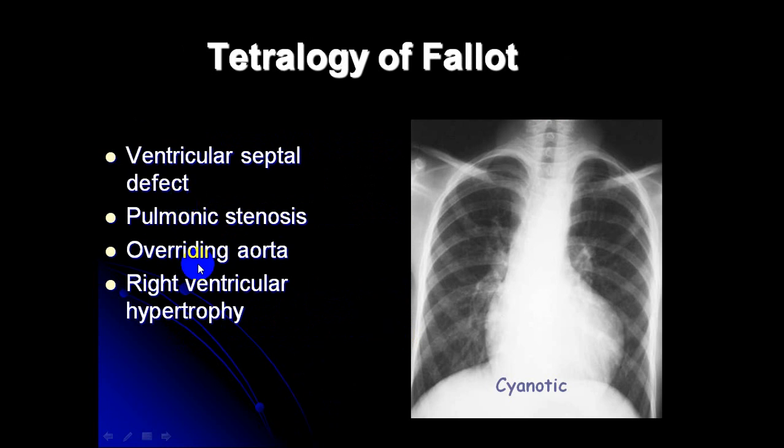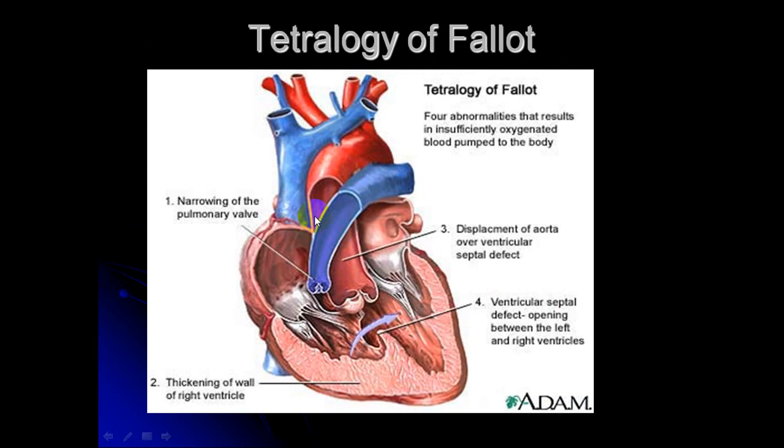Ventricular septal defect, pulmonic stenosis, overriding of the aorta, and right ventricular hypertrophy: these are the 4 main morphological features. The heart, as we will show, is a boot-shaped heart. And this is the ventricular septal defect and the right ventricular hypertrophy, the aorta overriding the left and right ventricle, and the subpulmonic stenosis.